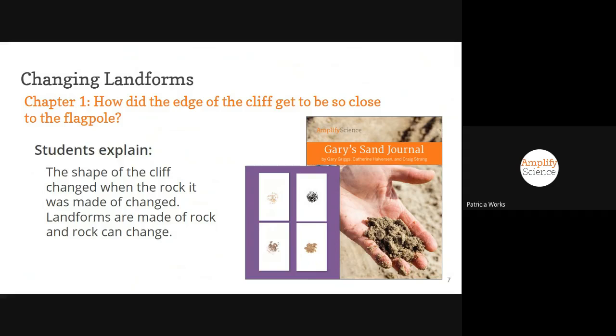They observe mystery sand, and they use evidence from those observations of sand samples as evidence for how the sand got to be the way it is, breaking down from larger rocks. At the end of Chapter 1, students return to the anchor phenomenon. They explain that the shape of the cliff changed when the rock it is made of changed. Landforms are made of rock, and rock can change.